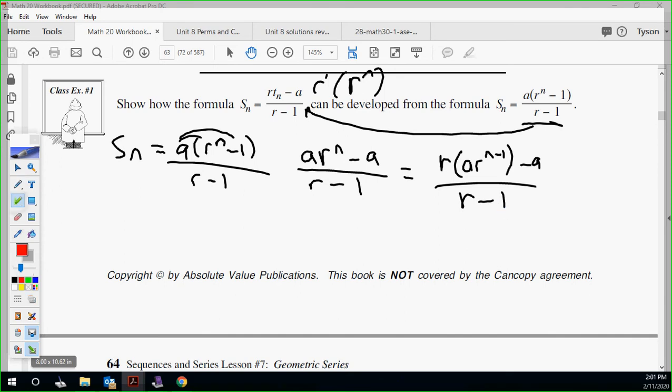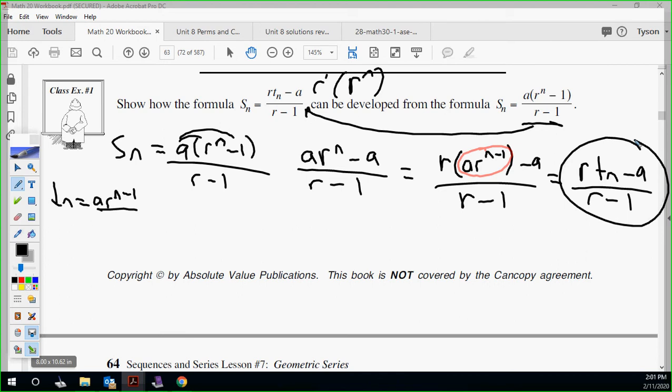Does this look familiar? That's T sub n, right? Your general term in geometric is AR to the n minus 1. So now we can substitute this in to get to here: R T sub n minus A, over R minus 1. So we got there. It's just a little proof of why they're the same, why they both work. Is that relevant in terms of you needing to be able to do that? I'd say no, but it's good to see that it's not magic, that they're actually cohesive.